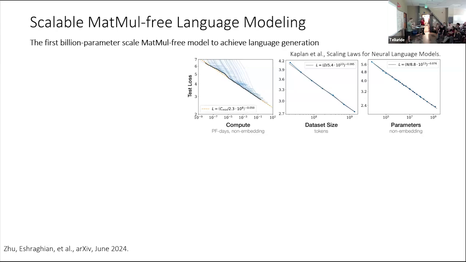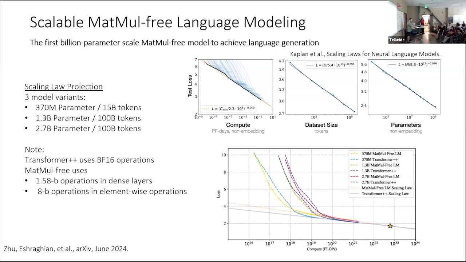The plot on the left is the product of these two things, where PF-days refers to petaflop-days. Then it's more about how your test loss is going to drop with increasing compute. It's from OpenAI. What they note is that for optimal performance, all three factors have to be scaled in tandem, right? So inspired by that, we went ahead and explored the scaling law of our own model.